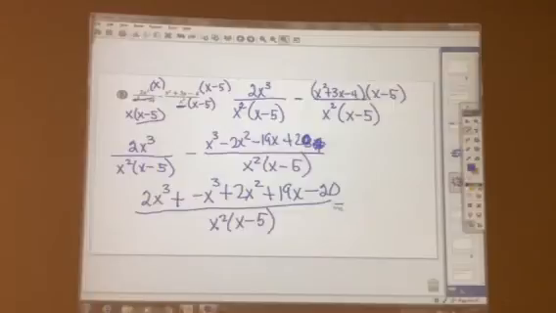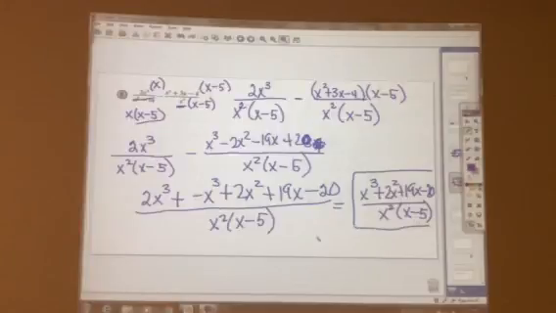Combine like terms. 2x cubed minus 1x cubed is 1x cubed plus 2x squared plus 19x minus 20 over x squared x minus 5. Final answer.